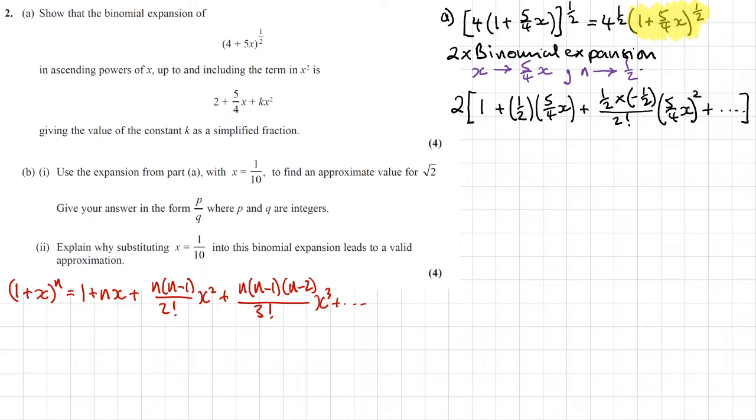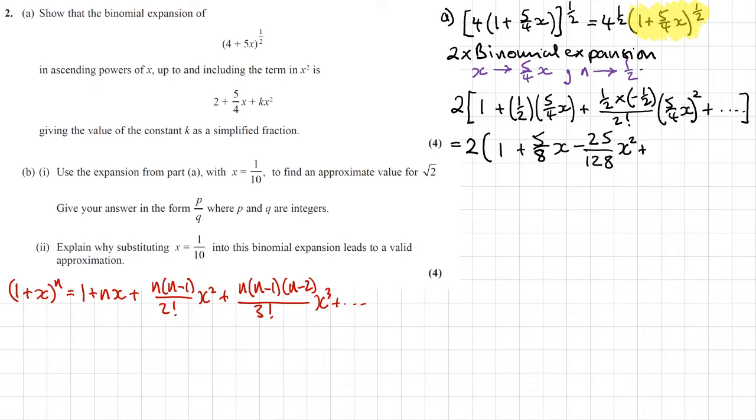So let's simplify the brackets inside first before we times by 2. So I'll have 1 plus, now I think the next term will be 5 over 8x. Then the next term, if I do half times negative a half, that's negative a quarter, and then divide it by 2 factorial, divide it by 2, and then times it by 25 over 16. That gives me negative 25 over 128 x squared.